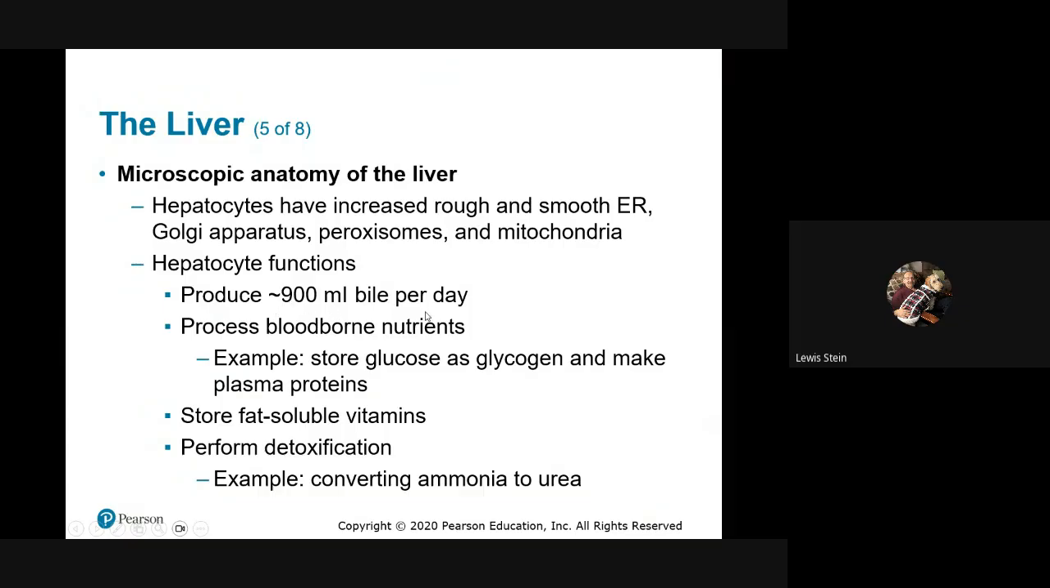Bile being produced, storing glucose as glycogen, making plasma proteins, and because it's basically fat, it stores fat soluble vitamins, performs detoxification. I mean, if you look at it, it's sort of a culinary, and I don't like the way they make it, but it's like fat foie gras.